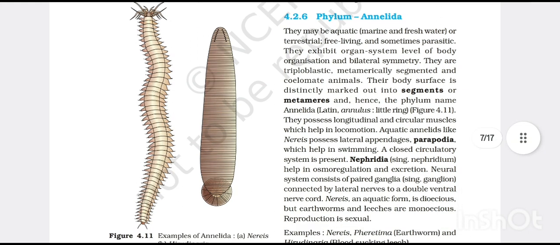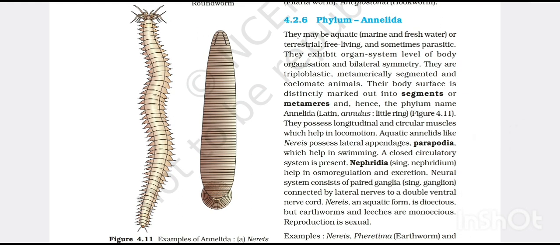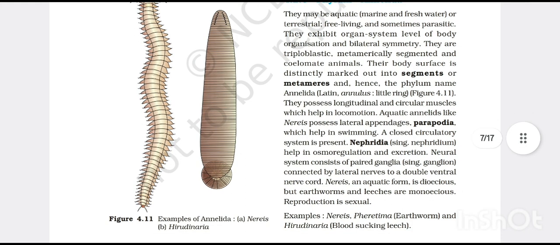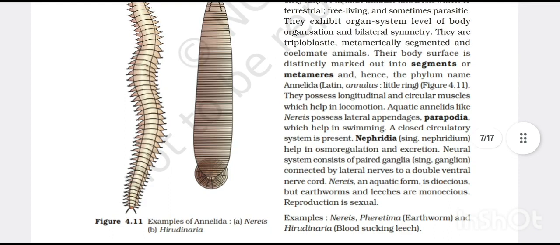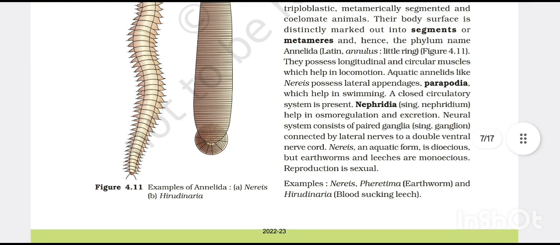Their body surface is distinctly marked out with segments or metameres. Hence, the phylum name Annelida. Annelida: annulus means, in the Latin language, little rings. They possess longitudinal and circular muscles which help in locomotion. Aquatic annelids like Nereis possess lateral appendages, parapodia, which help in swimming.